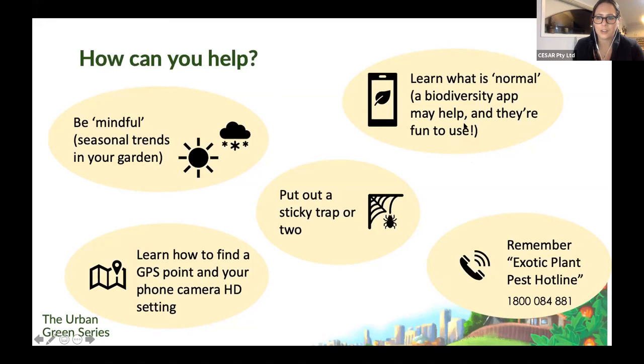Learn how to find a GPS point on your phone and use the HD function of your phone camera. And remember the exotic plant pest hotline. If you can't remember the number, and we certainly don't expect you to, those are the words that you should Google, exotic plant pest hotline, if you want to know where to report a suspect detection. And they do get taken very seriously.